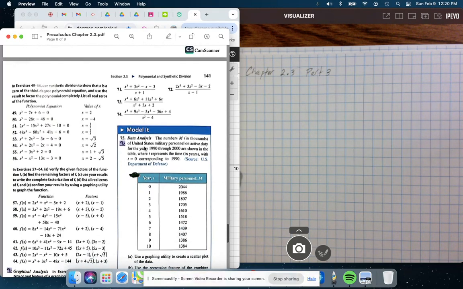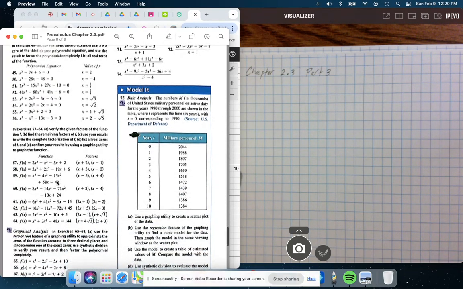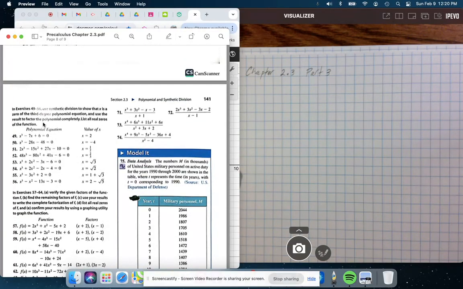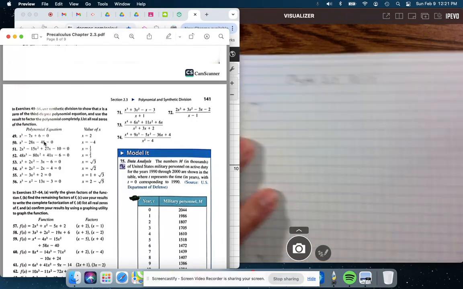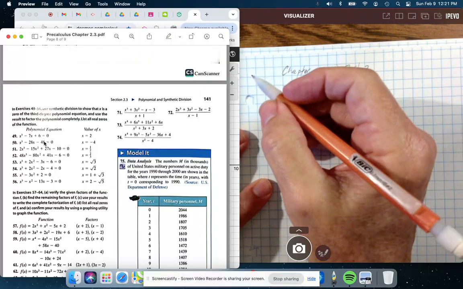All right, so now I'm going to move on to the last, hopefully the last part. Problem set 49 through 56, use synthetic division to show that x is a zero of the third degree polynomial equation, and use the result to factor the polynomial completely. List all real zeros of the function. Okay, so I'll start by doing problem 50.